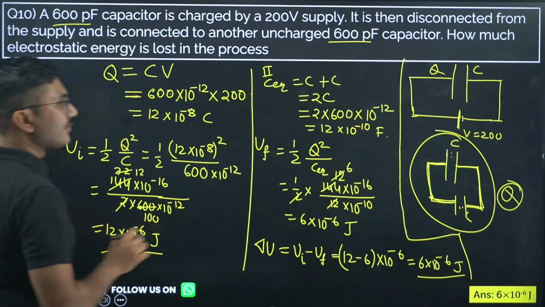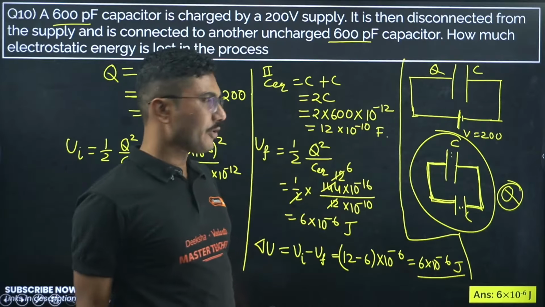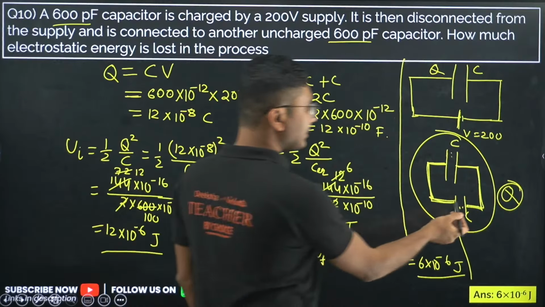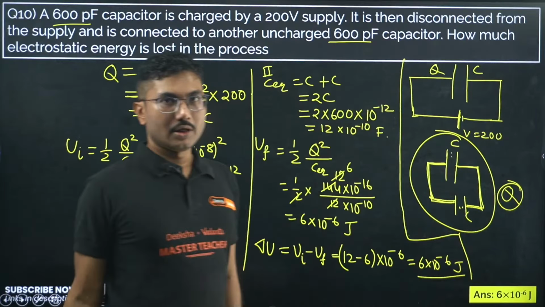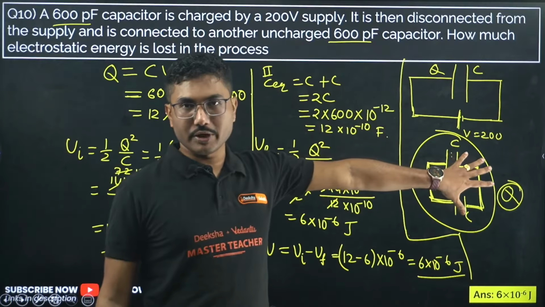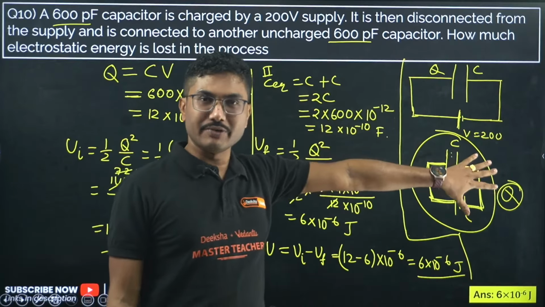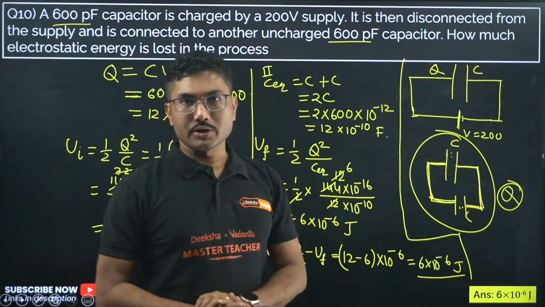Okay, and half CV square in this particular case, but obviously capacitance will be different and V will also be different in this case. So you have to calculate the V as well. So in the second step also you have to calculate V. Not only the equivalent capacitance, you also have to calculate the V, then only you will be able to solve this.